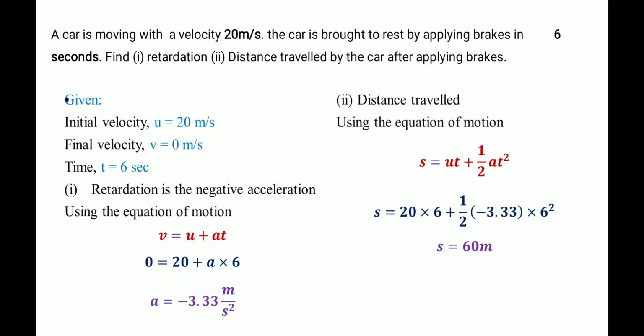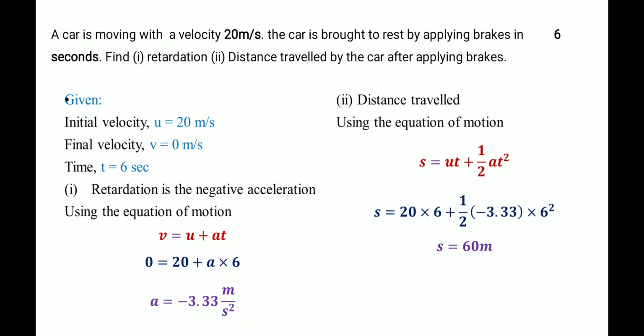Here a car is moving with a velocity of 20 meter per second. So that is the initial velocity. The car is brought to rest by applying brakes in 6 seconds. Brought to rest, so the final velocity is 0. Initial velocity is 20 and final velocity is 0. We are applying brakes, and the time required is 6 seconds. We need to find the retardation and the distance traveled by the car after applying brakes. Retardation means negative of the acceleration.